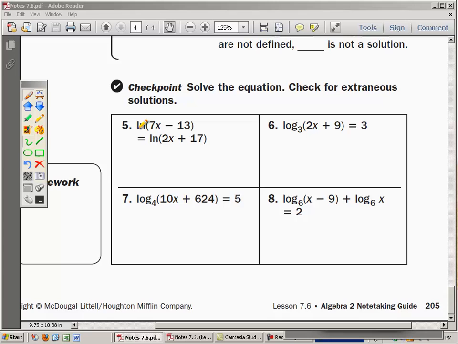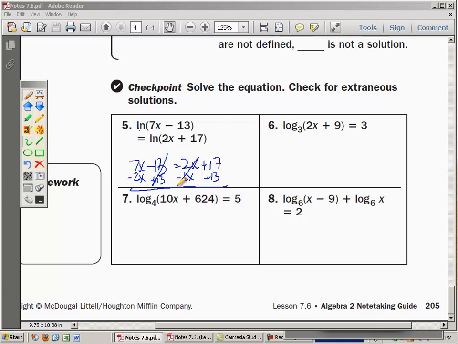All right, since we're taking the natural log of each side of this, because it's the natural log using the same base, basically I get to say 7x minus 13 is equal to 2x plus 17. This is an Algebra 1 problem. I'm hopeful that you guys can solve this one by now.